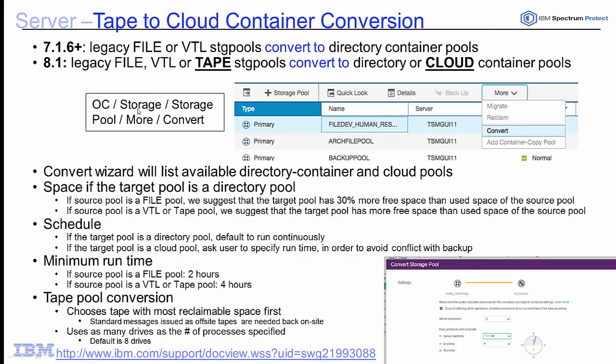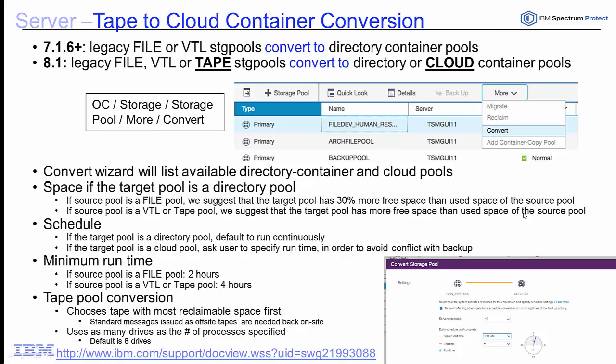If you go into storage pools, more, convert, you can then select the pool you want to convert, and it'll give you the directory or cloud container pools that are available to convert to. We do recommend some additional space on the target pool. If it's a file pool, we suggest the target pool has about 30% more free space. More generally, if it's a VTL or tape pool, we suggest that the target pool has more free space than used space on the source pool.